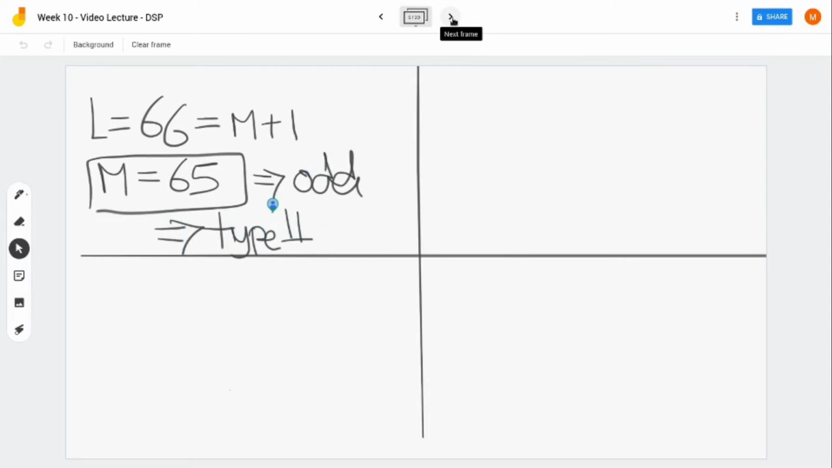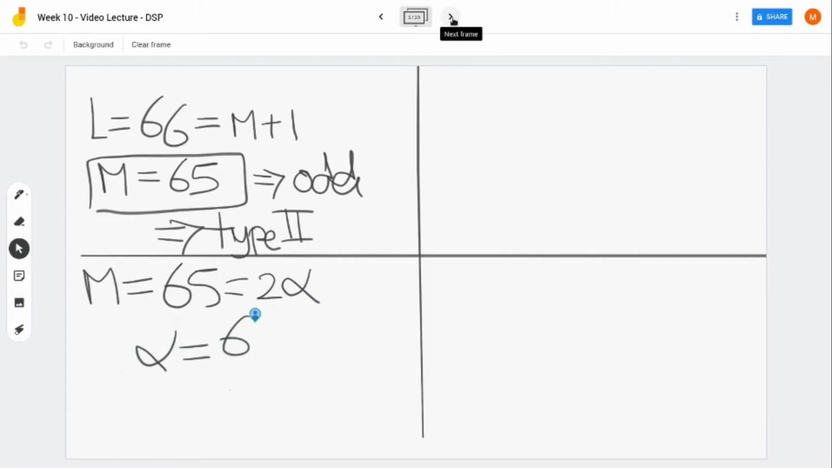In this question, we didn't have a requirement to design a type 1 or type 2, so we can just leave it as is. If we leave it as is, M will be 65, which is 2 alpha, which means that alpha would be 65 by 2, which is 32.5. So as you can see, alpha here is an integer plus half. And in this case, the impulse response would look like this.